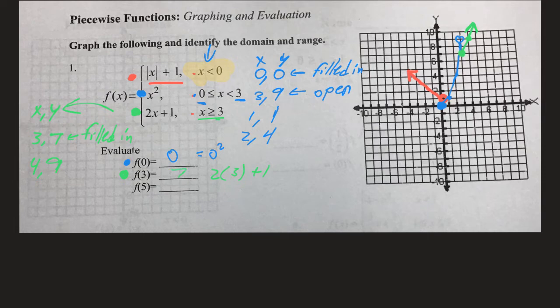And if we look at the last one, 5, which one of these does 5 fit into? Same one again, right? We're back on that green one. So we're going to have 2 times 5 plus 1, and we should get this as 11, okay? So each of these are actually points that we could also find on this graph, okay? Now let's check out this domain and range.